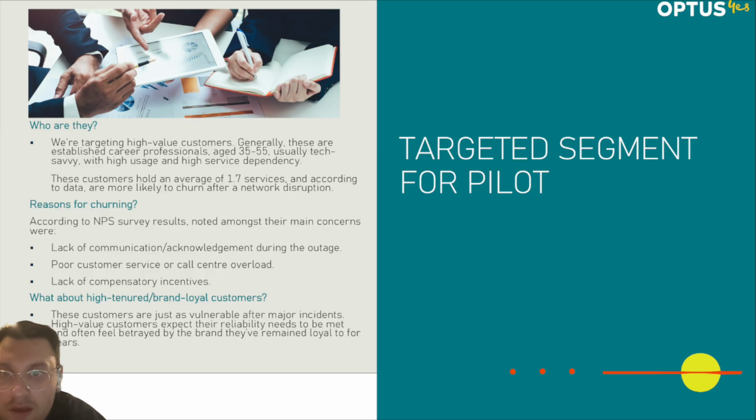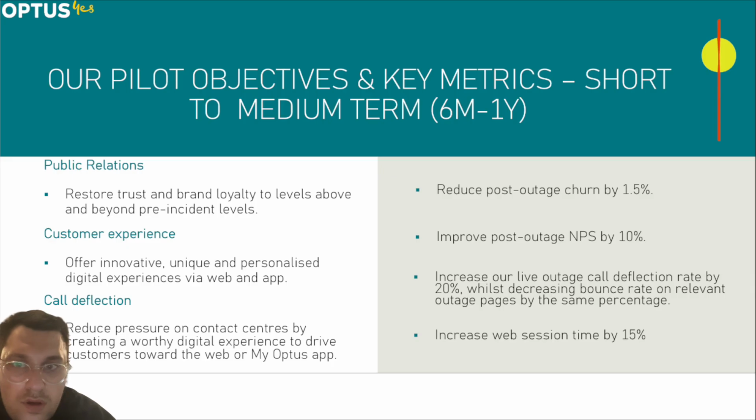Targeted segment: high-value customers hold an average of 1.7 services and are more likely to churn after network disruption. Reasons for churning: NPS survey results noted lack of communication, lack of acknowledgement during the outage, poor customer service, and lack of compensatory incentives. Even high-tenured customers are just as vulnerable after major incidents. They expect reliability and their needs to be met, and often feel betrayed by the brand they've remained loyal to.